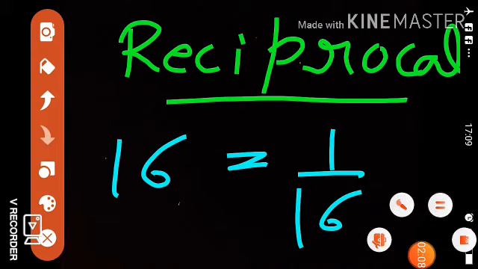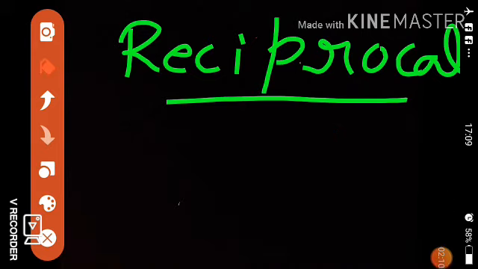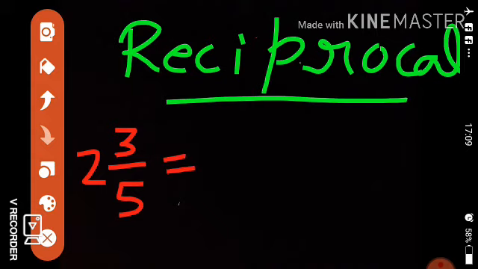Now if a mixed fraction is given, say for example 2 complete 3 upon 5, so first of all we will be converting this into improper fraction, so that we can write it as 5 2 times 10 and 10 plus 3 13 upon 5. So right now this is not the reciprocal.